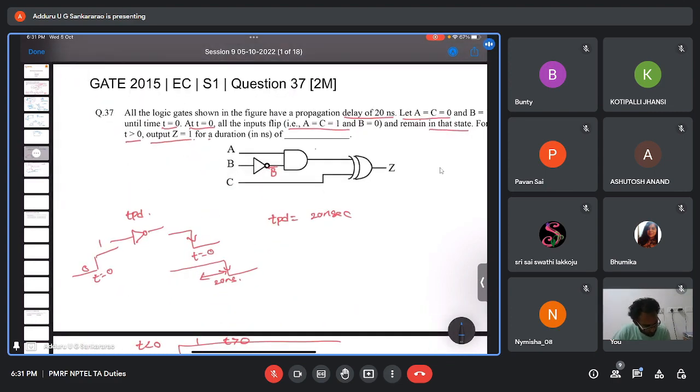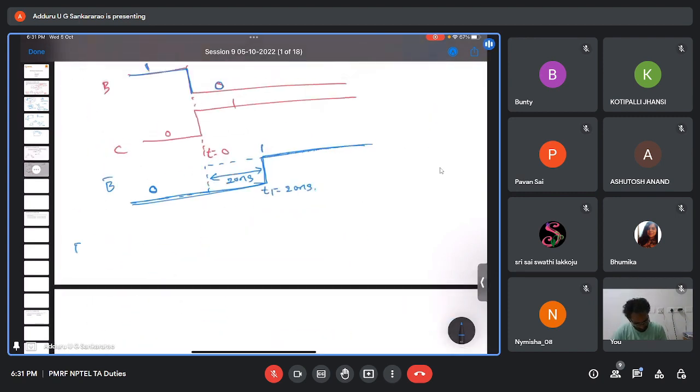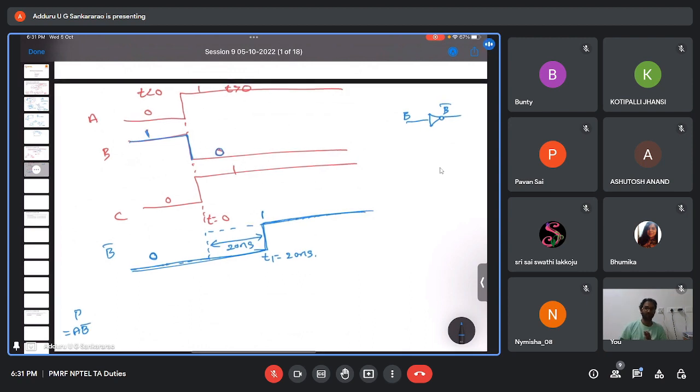Let us say the output of this AND gate is some P. Output of this AND gate is P. Sorry, output of P is AB bar. So I'm drawing P also here. So P is equal to AB bar. A we have and B bar we have. So output of AND gate is high only when both the inputs are high. Otherwise it is low, right?